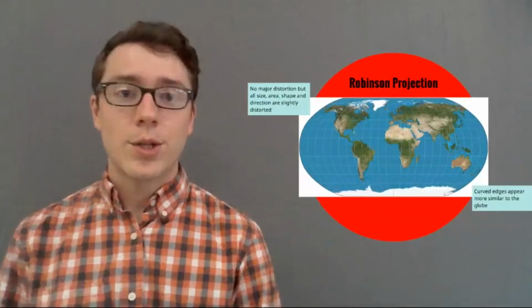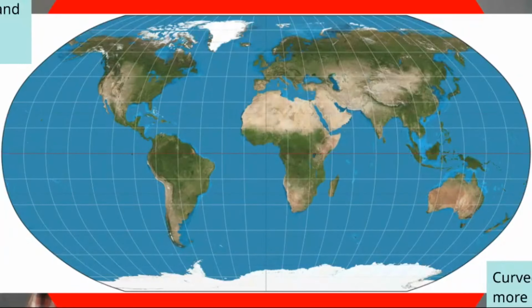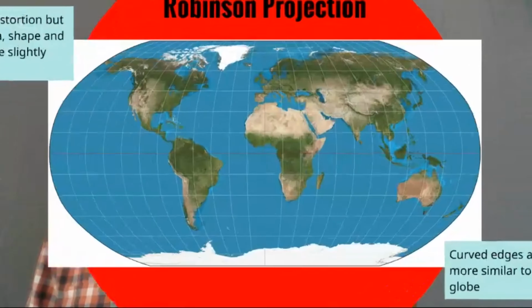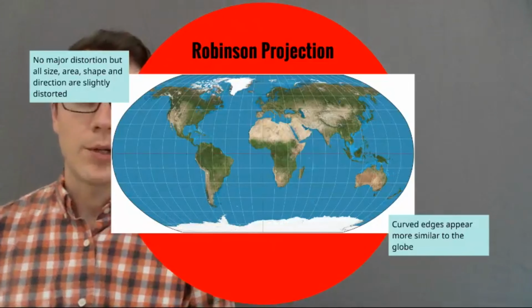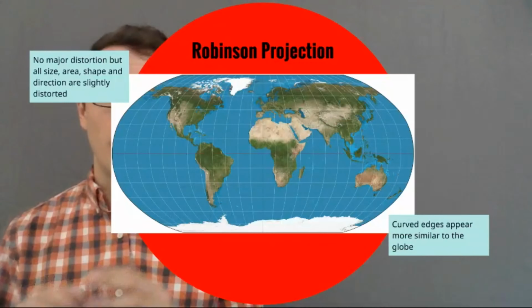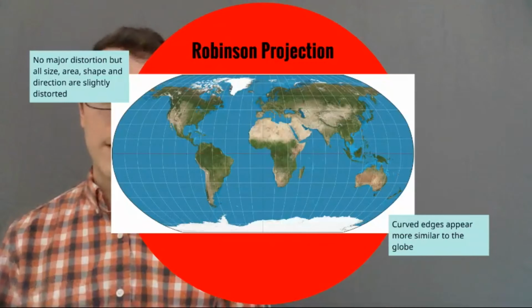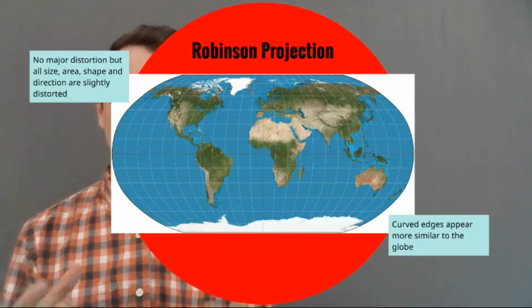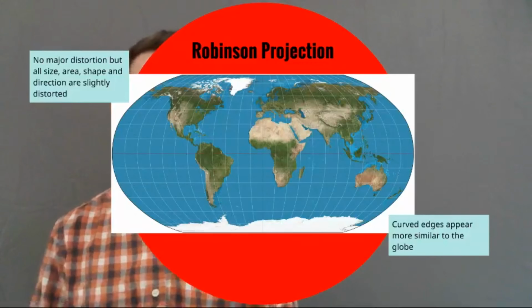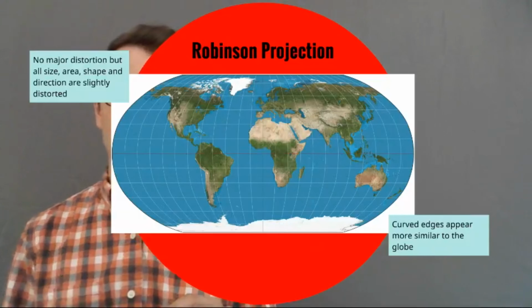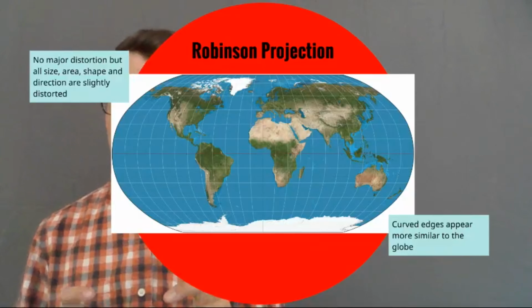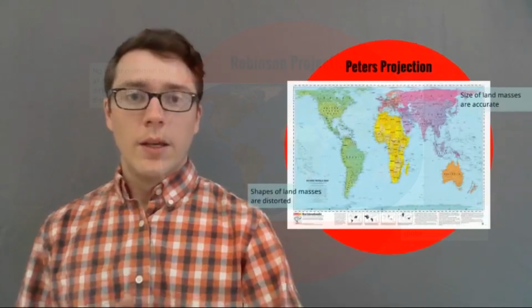The next is the Robinson projection. This is one made by an artist. And as you can see with the Robinson, it's one that you're pretty familiar with. They have no major distortions, but all size, area, shape, and direction are slightly distorted in order to best preserve all of them. So everything is a little bit distorted, but they try to preserve the integrity of the whole globe as best they can, including the curved edges to make it look more similar to a globe. So the Robinson projection distorts everything a little bit in order to preserve most things.